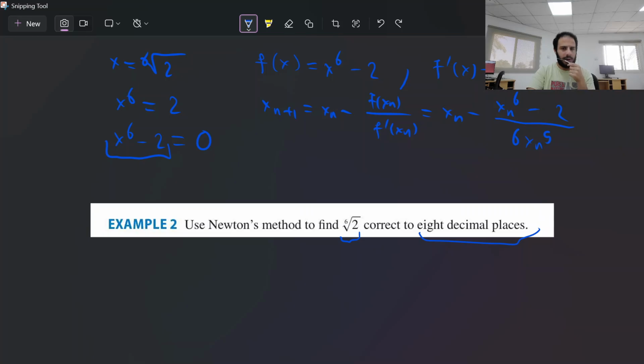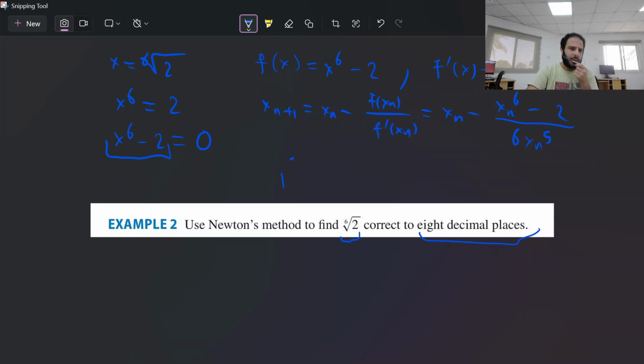Remember, I told you that your initial guess is x1, right? You need it to be close to the solution. You need it to be close to the 6th root of 2. Now you want to ask me, how can we choose it close to the solution if we don't know the value of the solution, right? You may ask this. But it's easy. I will tell you how to do it.